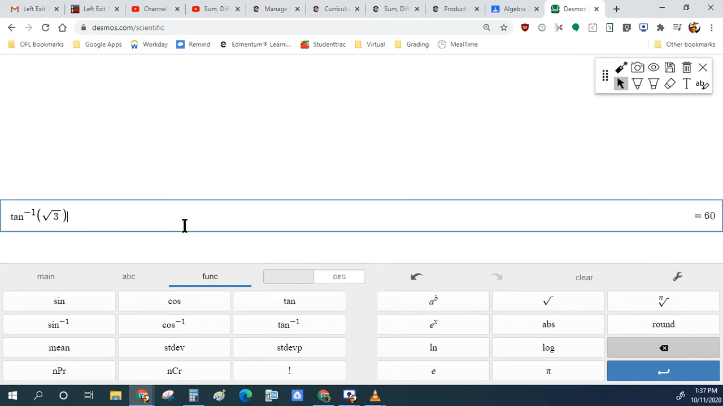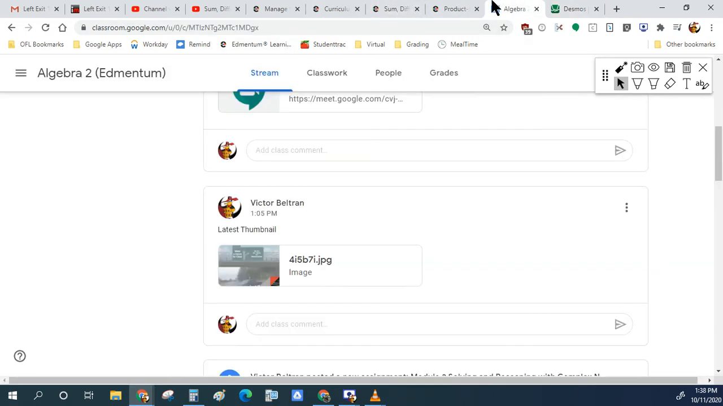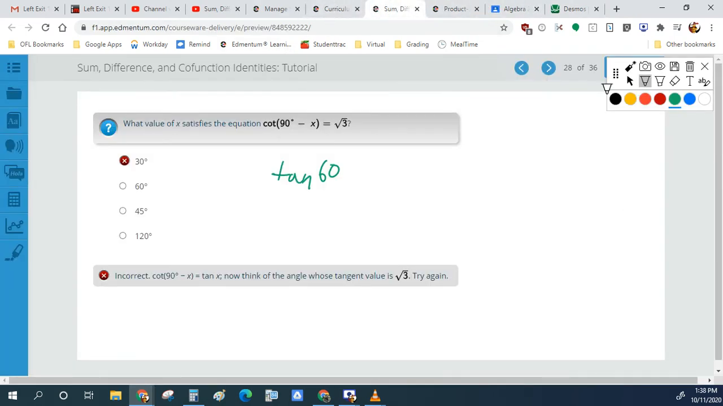I don't want radians. I want degrees. 60. Yeah, that's 60. What are you doing? I meant that this is a multiple choice question. You can't be wrong on this. The only thing I can think of is, oh shoot, it's going to be negative something, isn't it?